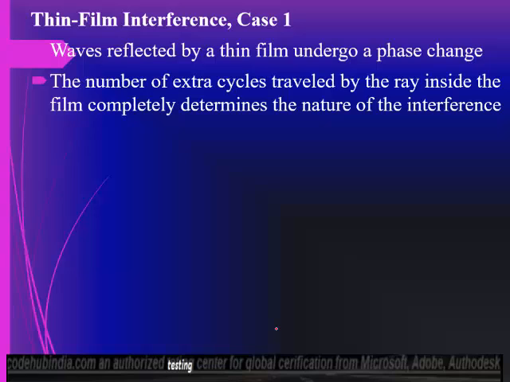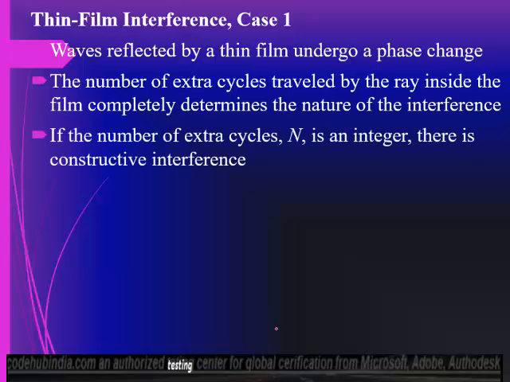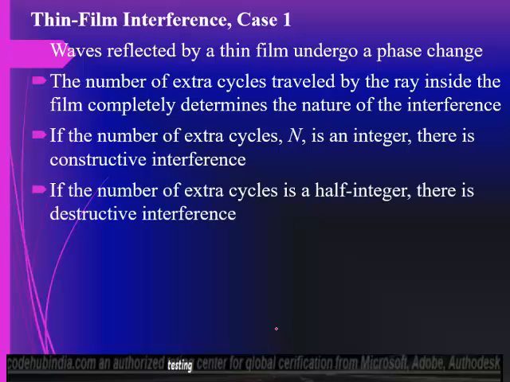That is what happens: the number of the extra cycles traveled by the rays inside the film completely determines the nature of the interference. If the number of extra cycles n is an integer, there is constructive interference. If the number of extra cycles is a half integer, there is destructive interference.